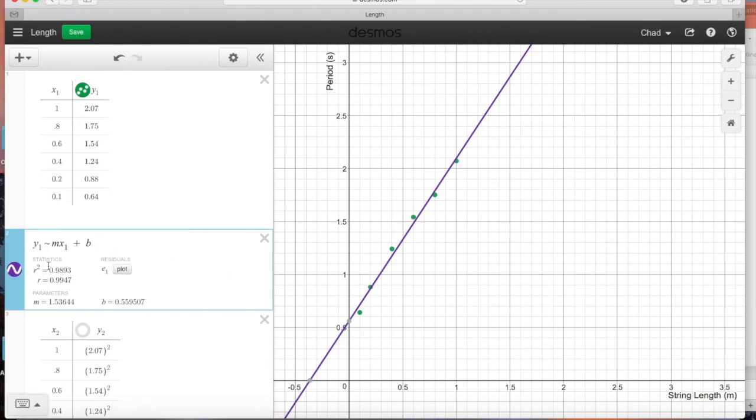These statistic numbers right here are interesting, the r and the r squared. They're a little bit complicated, but all you need to know right now is that they show you how well this line of best fit really fits the data. Is it really a line of best fit, or is it just a line of okay fit? And the closer these are to 1, the better your line is. So you can see this is a pretty good line. This relationship is pretty valid. 0.989, 0.994. That's a pretty dang good relationship.